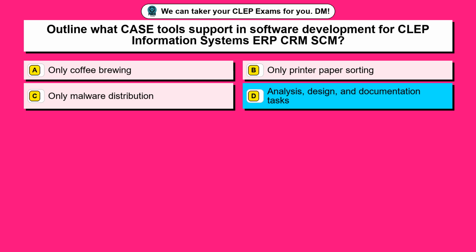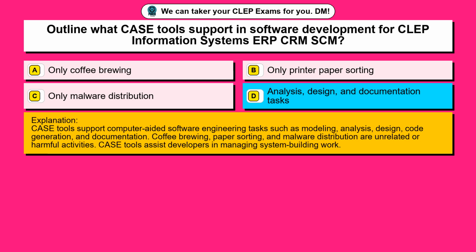Analysis, design, and documentation tasks. Case tools support computer-aided software engineering tasks such as modeling, analysis, design, code generation, and documentation. Coffee brewing, paper sorting, and malware distribution are unrelated or harmful activities. Case tools assist developers in managing system building work.